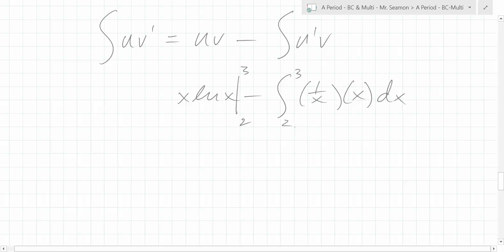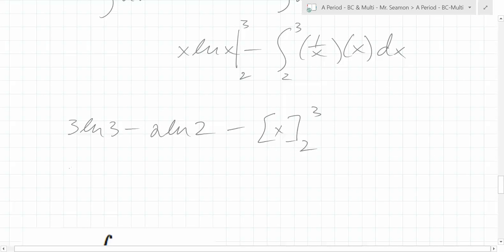Immediately call those things out. Please continue that. So what do you end up with? You get 3 ln 3 minus 2 ln 2, something like that, I think. Minus, well, that comes out to be 1, right? What's the integral of 1? It's going to be x from 2 to 3. Am I doing this right? Did I make a mistake? No, I think I'm okay. Minus 3.